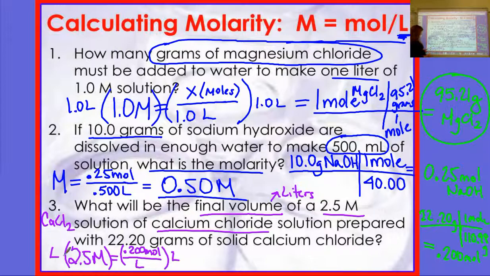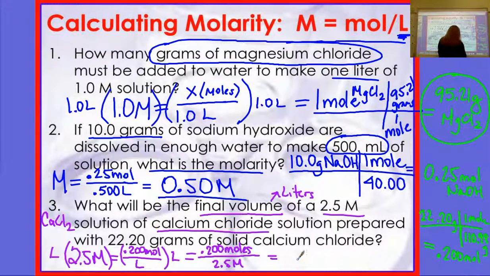And to get liters by itself, I have to take 0.2 moles divided by 2.5, my concentration molarity. Entering this into your calculator, you should get 0.08 liters as your final solution.